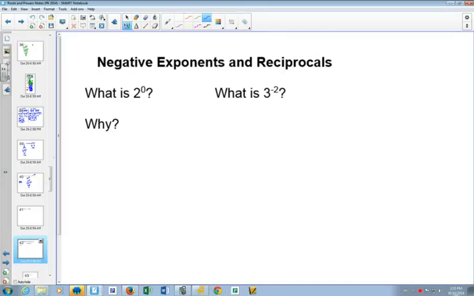So do you remember what 2 to the power 0 is equal to? 1. Why is that? Because it's a rule? It just said it was. It just makes no sense.